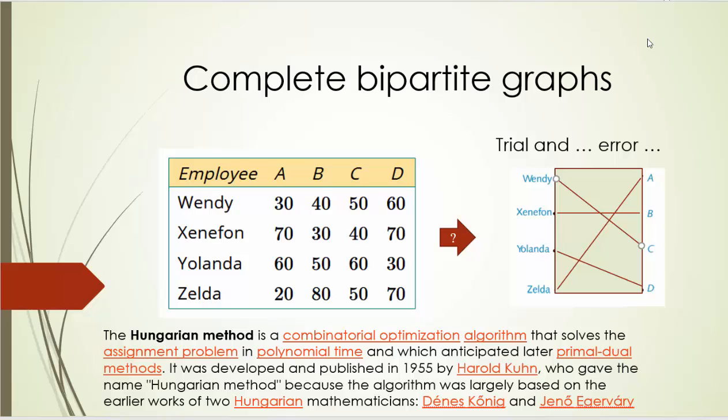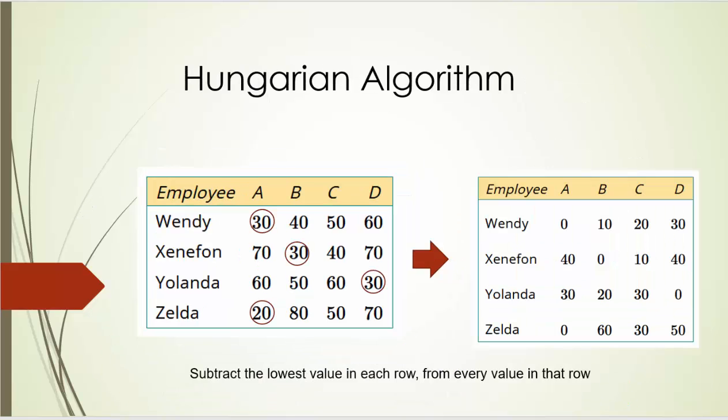And this is the procedure that you're going to have to follow. On the left is our table of costs. Now, on each row you find the lowest cost, in which case Wendy is 30, and you subtract 30 from all of Wendy's numbers. So 30, 40, 50, 60 becomes 0, 10, 20, 30. Do the same for Xenophon. The smallest number is 30. Xenophon is now 40, 10, 10, 40, and so on.